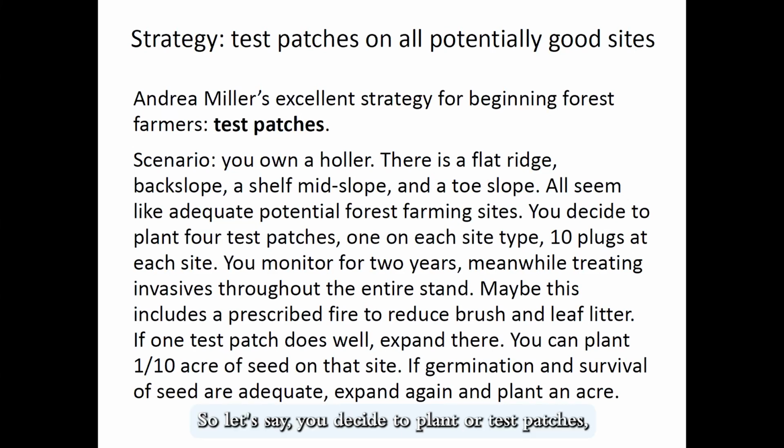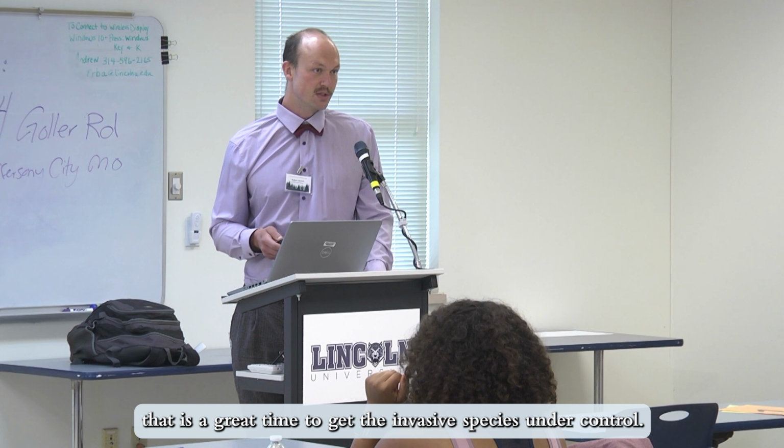So let's say you decide to plant 4 test patches, one on each one of these site types. And you could just do that with 10 plugs or 10 rooted cuttings, let's say, of goldenseal. You can monitor how they do and how they respond to growing conditions for a couple of years. And something I want to hammer home is during that time, if you're just beginning to bring your woodlot under management, that is a great time to get the invasive species under control.